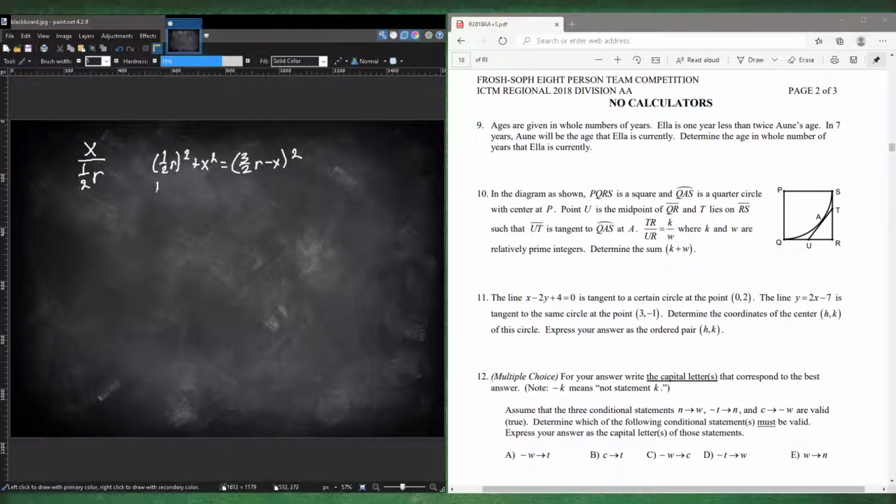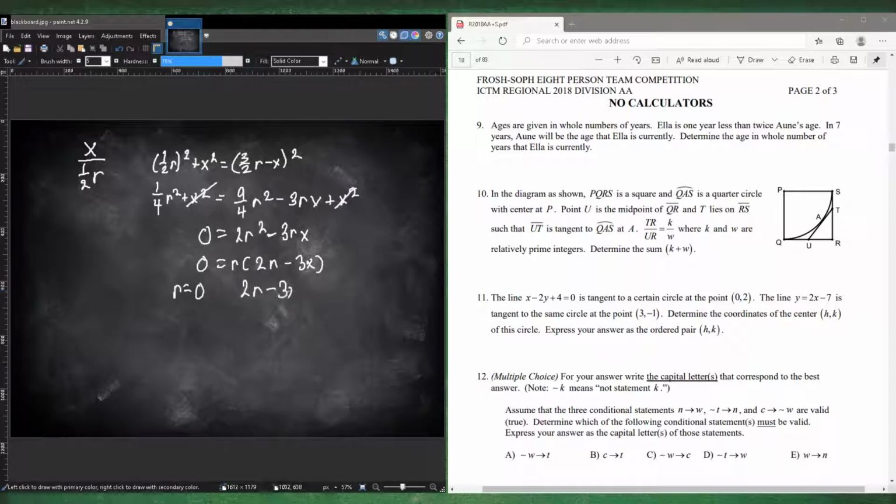So let's distribute that out. 1/2 squared is 1/4, so that's 1/4 R squared plus X squared equals 9/4 R squared minus 3RX plus X squared. Cancel out our X squares. So 9/4 minus 1/4 is 8/4, which is 2R squared, and then minus 3RX equal to 0. Distribute out our R, which gives us R times 2R minus 3X. So either R is equal to 0 or 2R minus 3X is equal to 0.